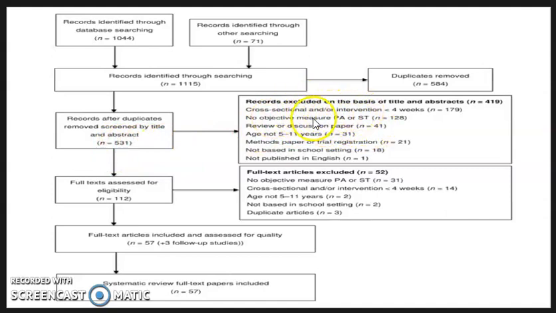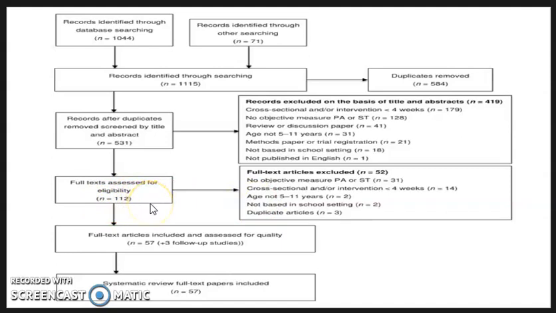Cross-sectional, intervention or duration is not met, or even duplication is already removed here. And then you can mention your reason, how many articles are excluded for whatever reasons. And then after that, from this 531, they assess the full text and they exclude more articles. Even at this stage there are still duplicate articles, and it is down to 112.